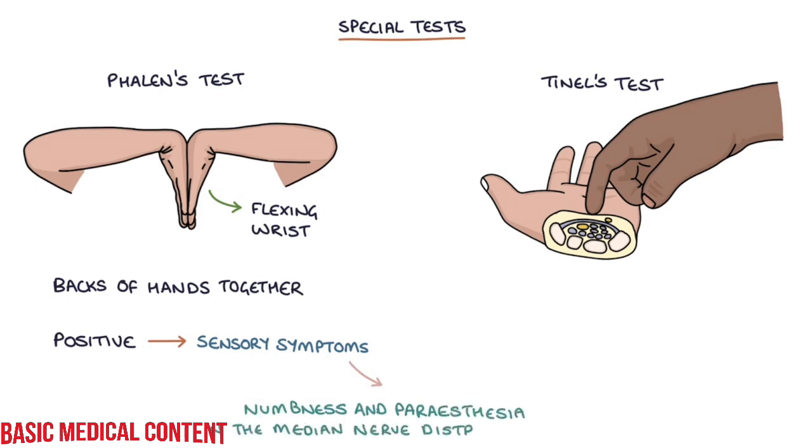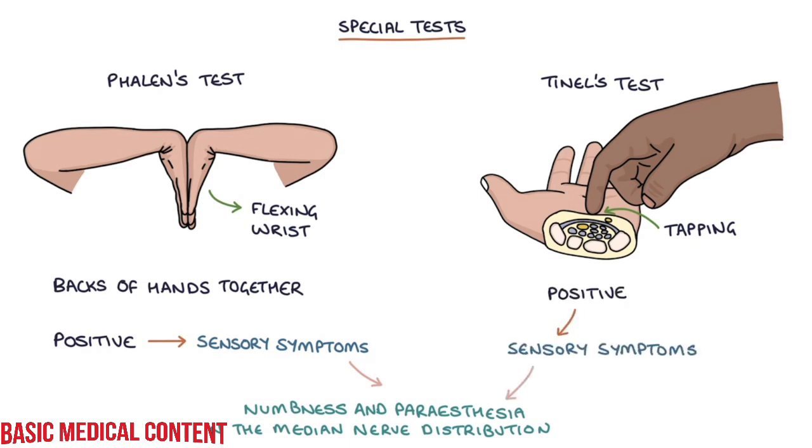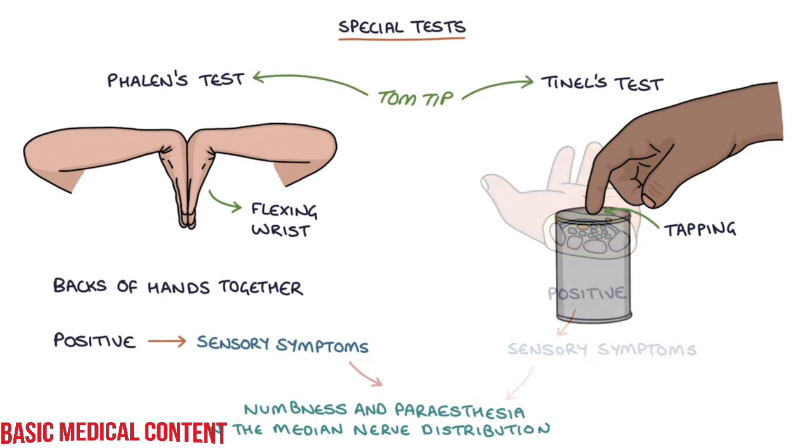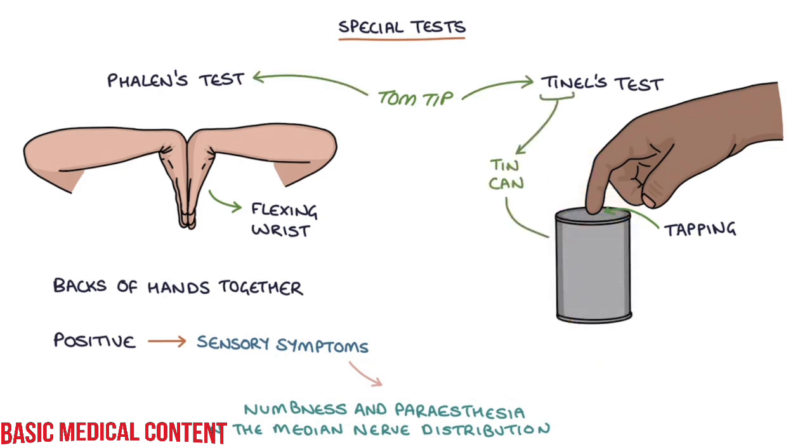Tinel's test involves tapping the wrist at the location where the median nerve travels through the carpal tunnel. This is in the middle at the point where the wrist meets the hand. The test is positive when this position triggers the sensory symptoms of carpal tunnel, with numbness and paresthesia in the median nerve distribution. A top tip for you: to remember which way round Tinel's and Phelan's is, I remember tapping a tin can for Tinel's test.